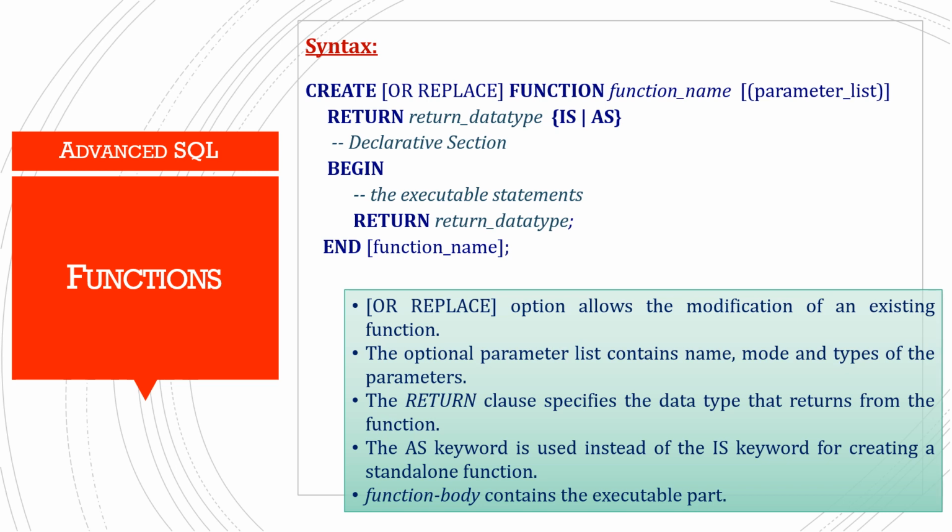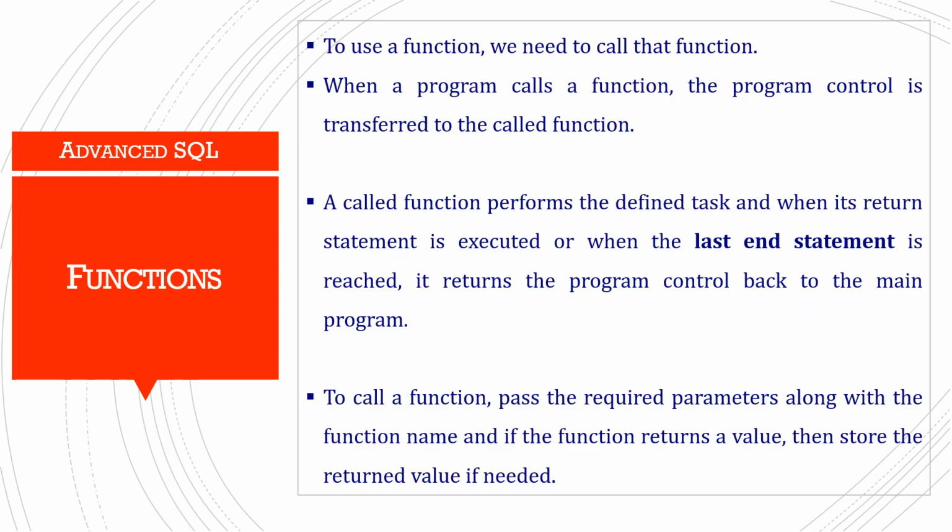The AS and IS keywords. The AS keyword is used instead of the IS keyword for creating a standalone function. The AS keyword is used when we are creating a standalone function, whereas IS is used if you are embedding this function in a program. Then the function body contains the executable part. So this is the syntax for creating a function.